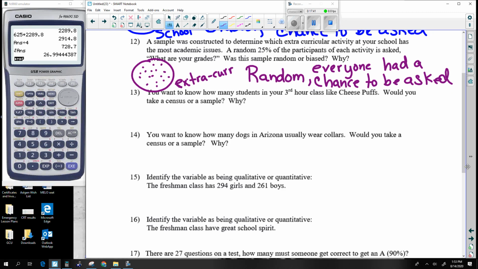You want to know about people in your third hour class. Census or a sample? That would be a census. Third hour classes are relatively small, 35 people. So you get the most accurate results with a census. And why are you able to take a census? Because the population is small.